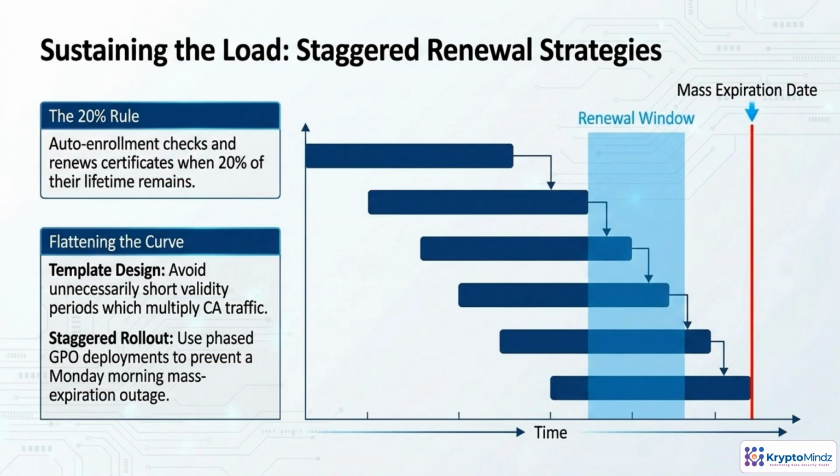Staggered renewal prevents a single cliff edge where thousands of certificates expire at once. First, apply the 20% rule. Design lifetimes so auto-enrollment renews well before expiry, giving you a broad renewal window. Next, flatten the curve with template choices. Appropriate, longer validity periods reduce overall renewal traffic. And stagger rollout. Phase GPO or MDM deployments so different device groups renew on different days, avoiding CA overload and Monday morning outages.